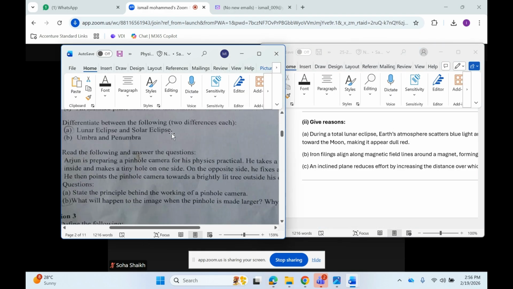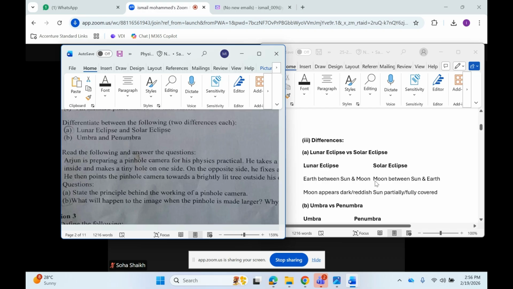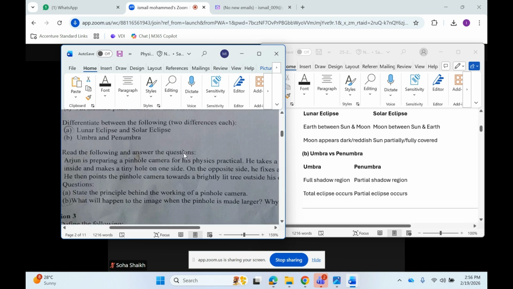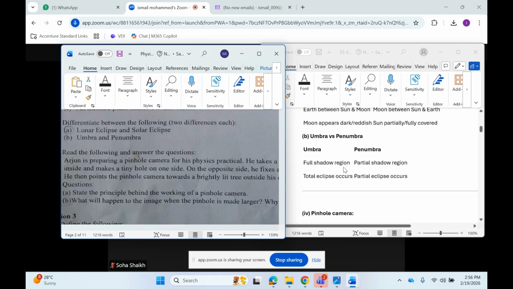So you have to draw this diagram, lunar eclipse and solar eclipse, and differentiate. Earth is between sun and moon in lunar, and for solar, moon is between sun and earth. Moon appears dark or reddish; in solar, sun appears fully covered. Corona is formed. Umbra and penumbra: full shadow region is umbra, partial shadow is penumbra. Total eclipse occurs in umbra, partial eclipse occurs in penumbra.